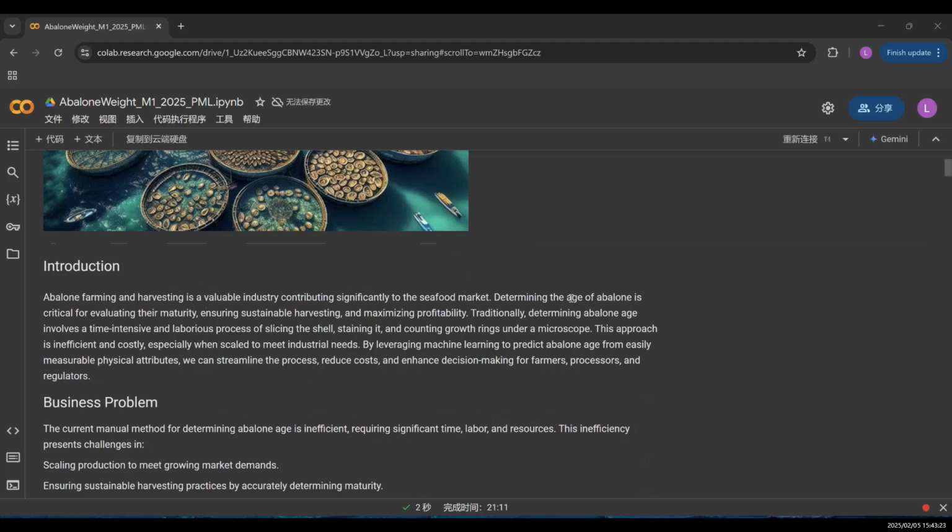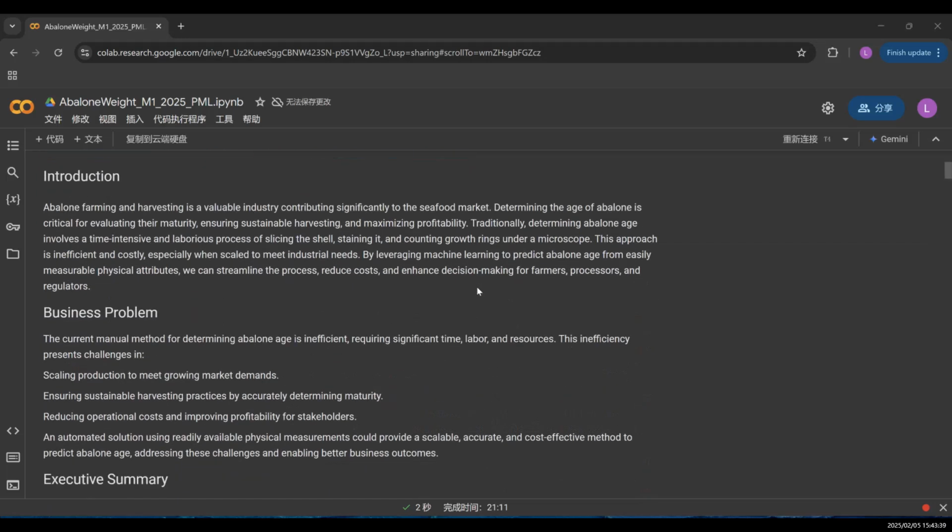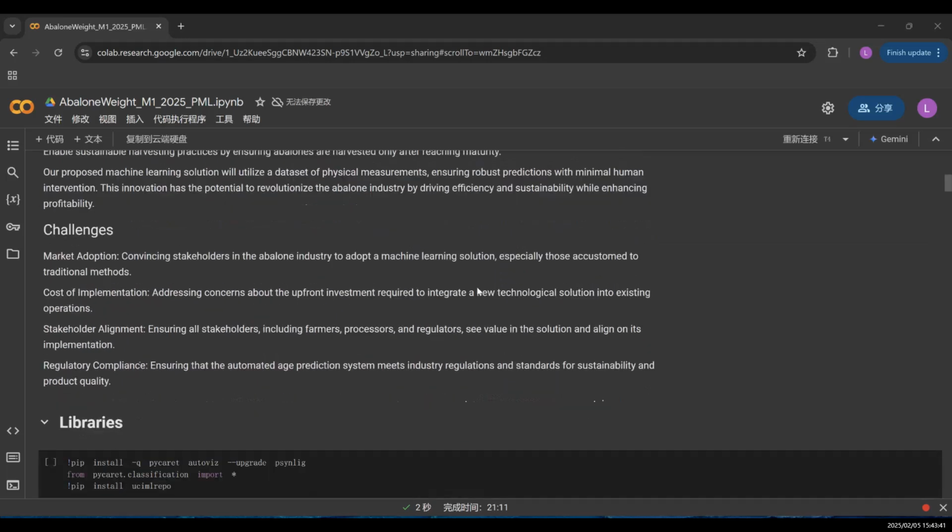After the abalone is collected, they need to be sent to the microscope, and there are people counting their rings to determine the age. So it is inefficient, and that's the reason why we do this analysis.